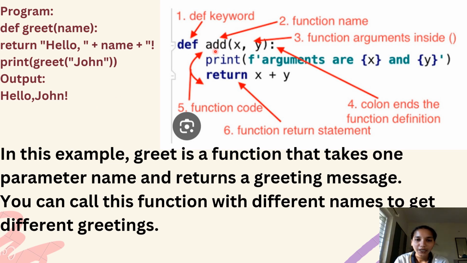def add(x, y). def is the define keyword, add is the function name, x, y are the function arguments inside the brackets, and the colon ends the function definition. return x + y is the function return statement. print(f"arguments are x and y"), return x + y are the function code.